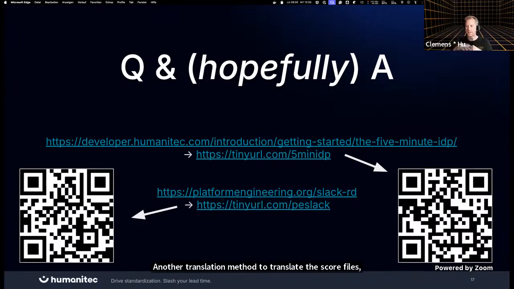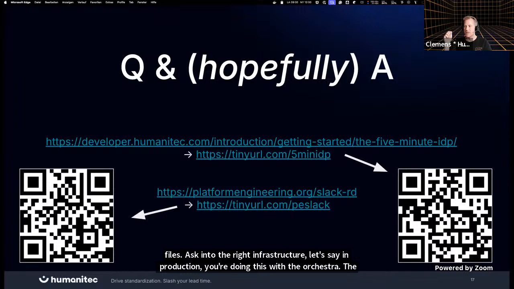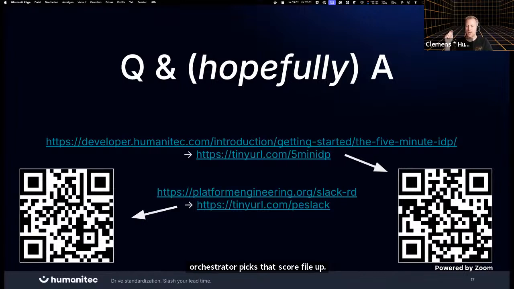The orchestrator picks that Score file up, reads, hey, I would like to have a cache, looks into its configuration store and finds the resource definition for production, which says, if somebody asks for a cache in production, please execute this Terraform module, which stands up a Redis Enterprise cluster. Yeah? Boom, here you go. You have your Redis Enterprise cache. Locally, you want something else to happen. So how does that work?